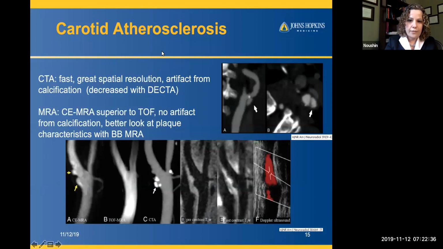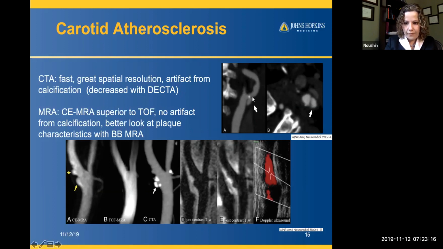How do we image carotid atherosclerosis? Carotid duplex is commonly performed as a first step, and normally after that, CTA or MRA are performed to verify the degree of stenosis. CTA is a fast modality compared to MRA. It's less sensitive to motion and gives us really great spatial resolution. However, it has some limitations. One of them is artifact from calcification. Dual-energy CTA can help by subtracting calcium and giving us a better look at the carotid bulb and proximal internal carotid artery.